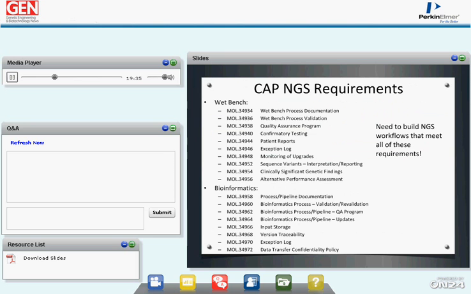All of these need to fit into the requirements set by CAP. And so these are new requirements that came out as this technology was emerging into the clinic. As you can see, there's a large number of them touching on both the wet lab components and the bioinformatic. And all of these need to be kept in mind as you're developing a given assay if you're working in a lab that uses CAP for its accreditation.